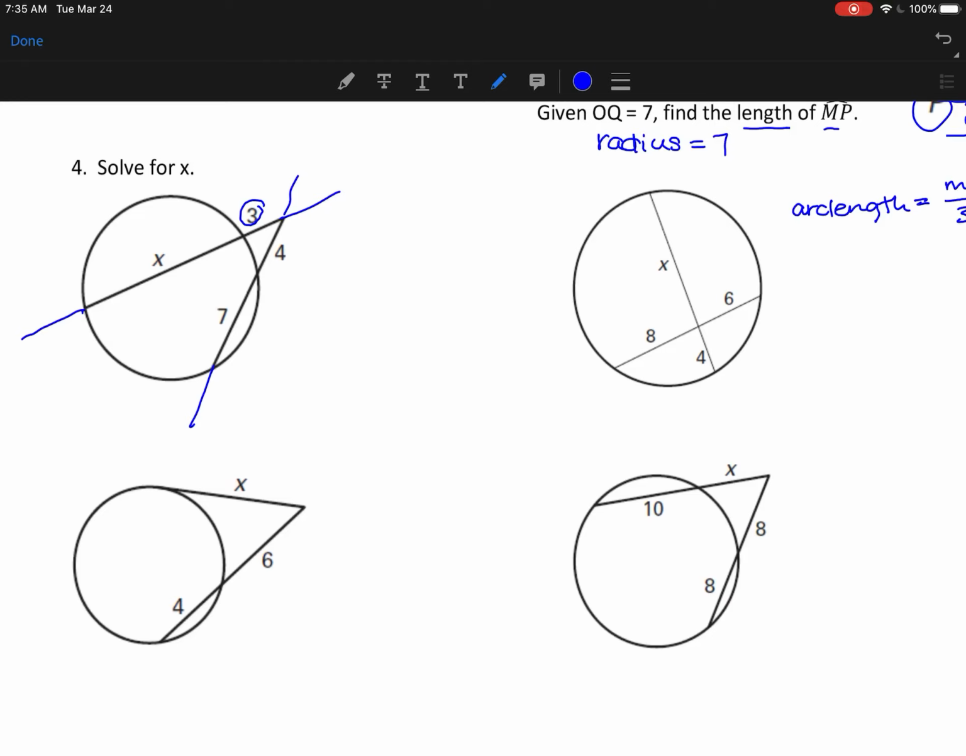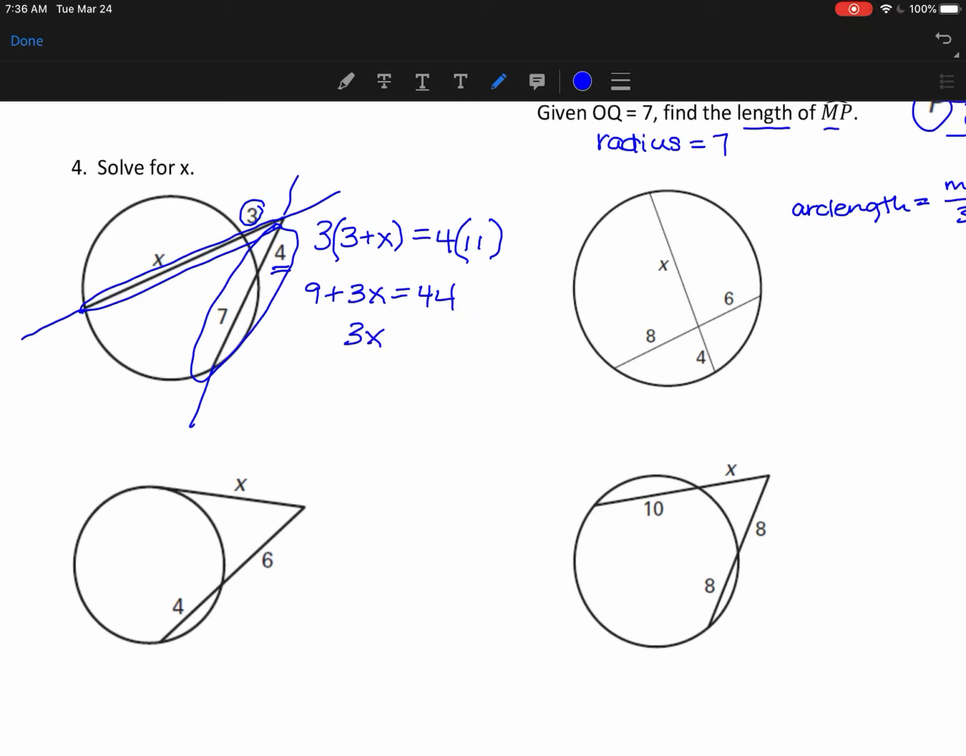So here we've got the outside is 3, times this whole thing would be 3 plus x, or x plus 3, equals outside times this whole thing, 7 plus 4. So most of you like to distribute, I think. Subtract the 9, divide by 3. So 11.6 repeating, but if we had to round to the nearest tenth, that would be 11.7, right?